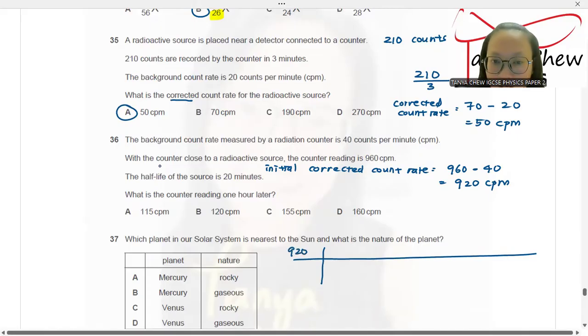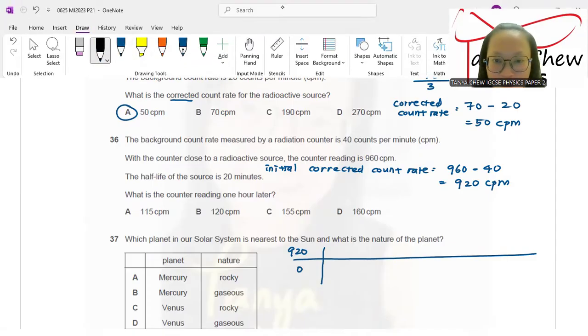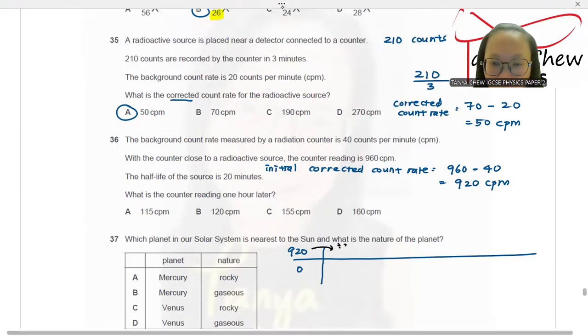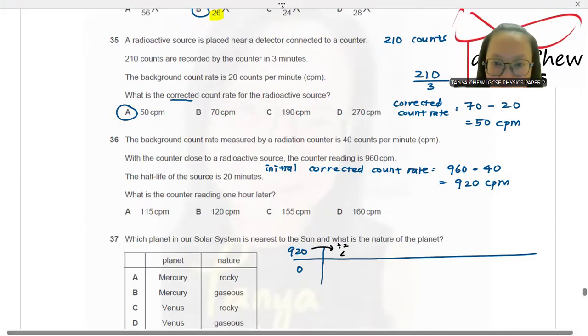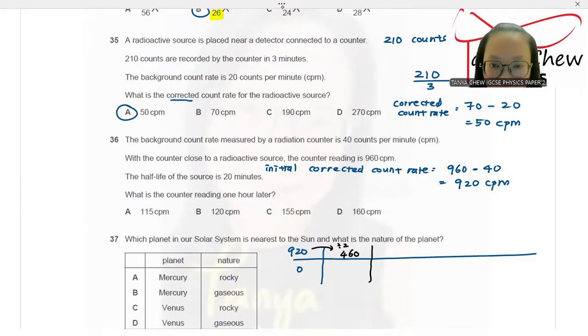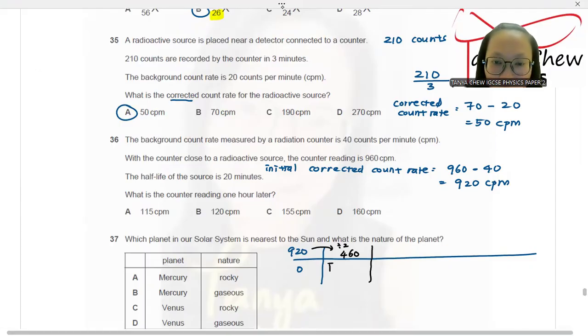920 counts per minute occur at time equal to 0. And then, okay, this is a decaying graph. So the count rate is going to be reduced by half. So 920 reduced by half is 460 counts per minute, which occurs at 1 half-life. 1 half-life is equal to 20 minutes. And after that, it keeps on decreasing, being divided by 2.